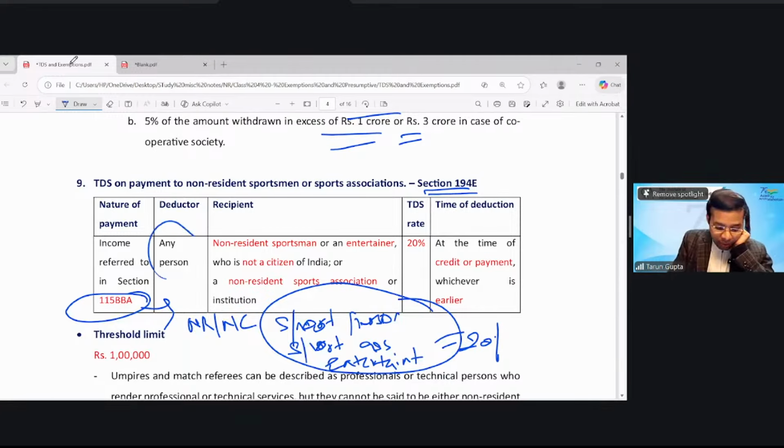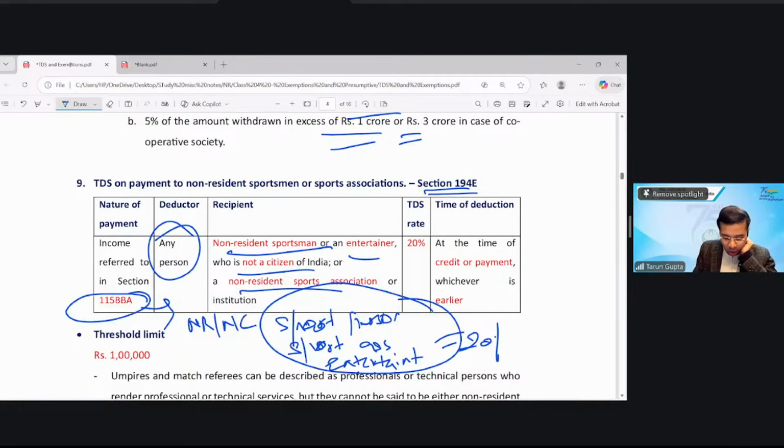Who shall deduct TDS? Any person, whoever is paying the income. To whom? Non-resident sports person or entertainer who is not a citizen of India, or NR sports association, at the rate of 20% at the time of payment or credit, whichever is earlier. Why 20%? Because the income in the hands of the NR is also taxable at the rate of 20% only. Of course, this 20% shall be increased by surcharge and cess.